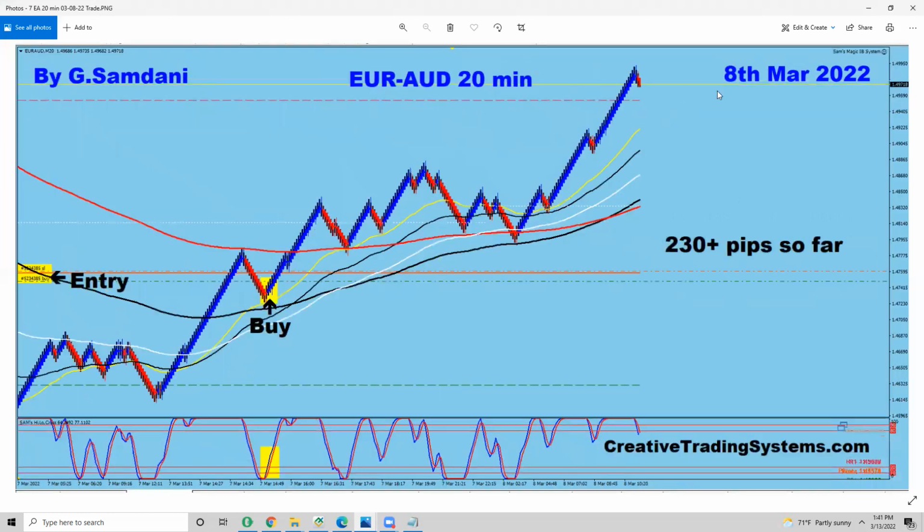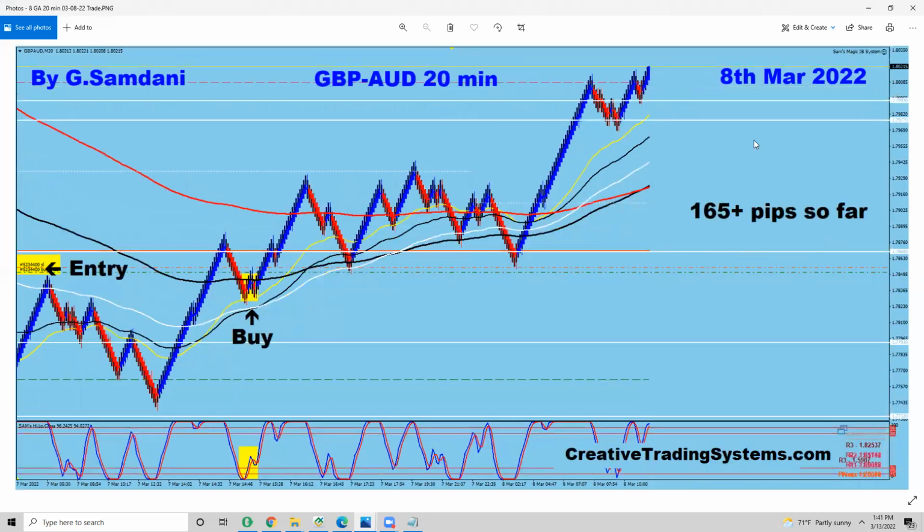Now on the 8th here, a Euro Aussie 20-minute long buy entry. Beautiful, by-the-book entry, and all the way, 230 pips. We all know why the market is moving like that, right? It's war going on, and it's a lot of mess. This market just moves big, with big gains and volatility, in any chaotic situation in the world. So that's what happened. Pound Aussie, 165 pips.